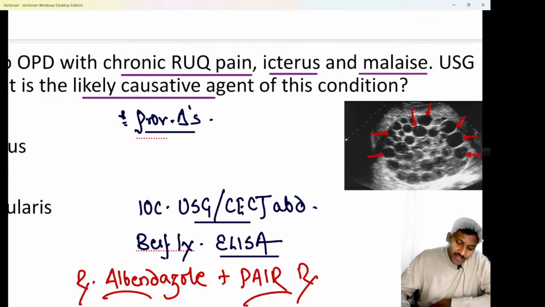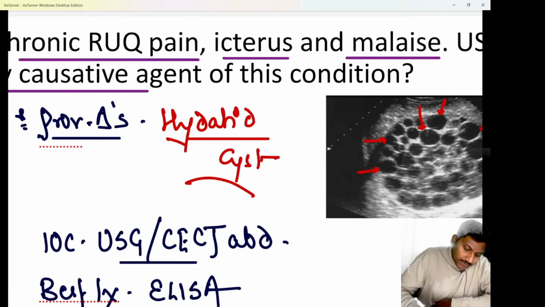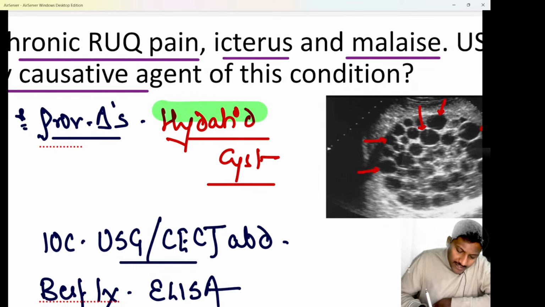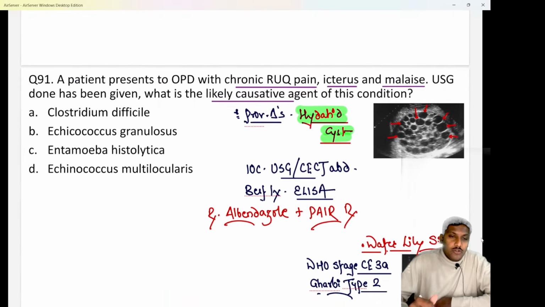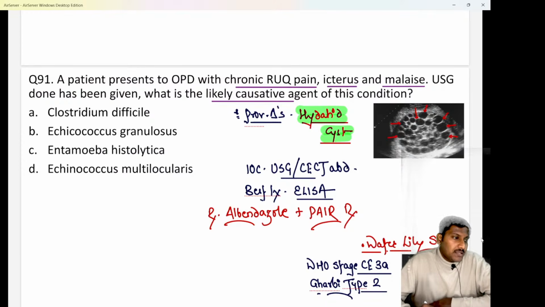Okay, so here definitely it is more likely to be a case of hydatid cyst, and I hope all of you are quite aware. Hydatid cyst is commonly seen in the liver, but it can also happen in other organs like the lungs. It is commonly caused by a dog tapeworm, known as Echinococcus. Let me know what is the answer. Option A says Clostridium difficile, option B says Echinococcus granulosus, option C says Entamoeba histolytica, and option D says Echinococcus multilocularis. What is the answer for this case?